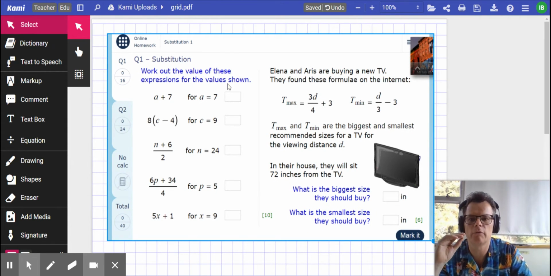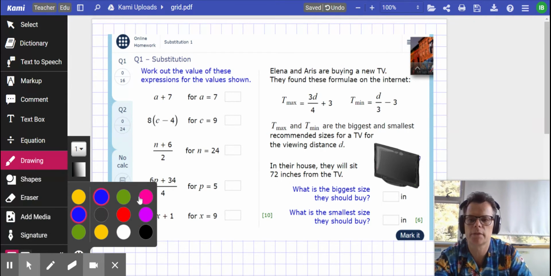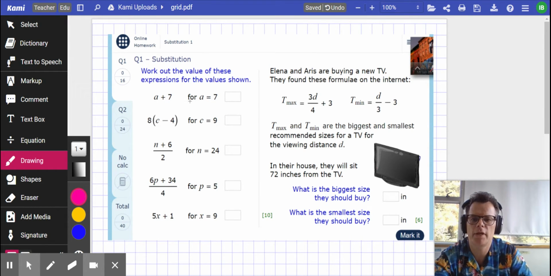Work out the value of these expressions for the values shown. So all this is saying is you want the value of a plus 7 if a is 7. Well, if a is 7, 7 plus 7 would be 14. So the answer would be 14.